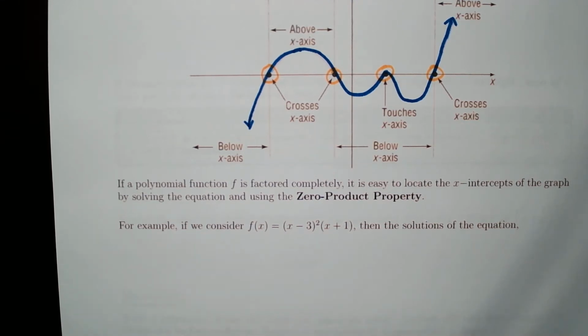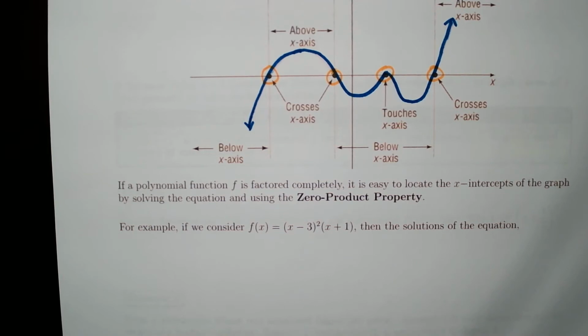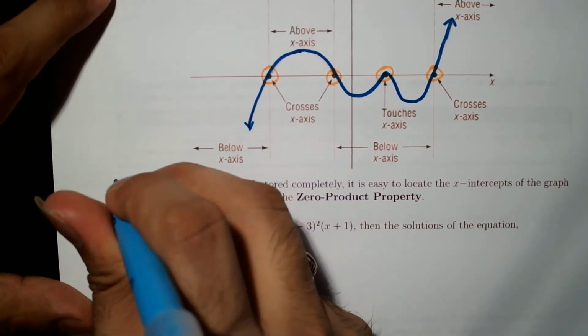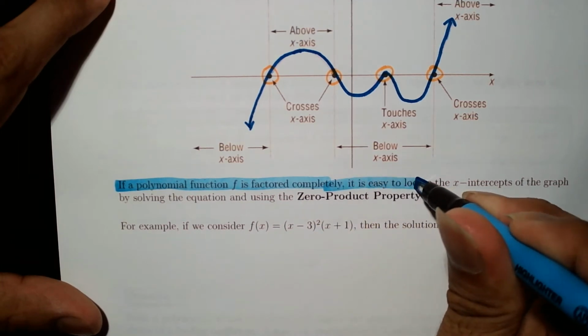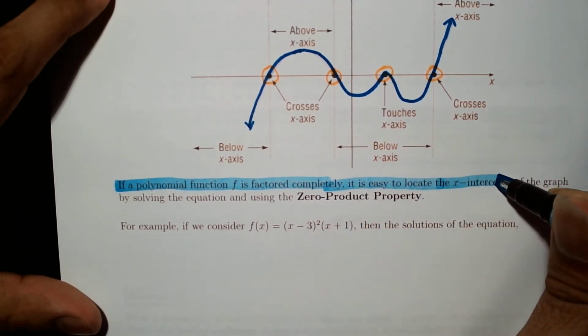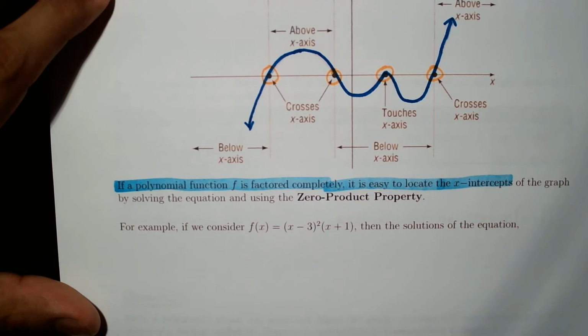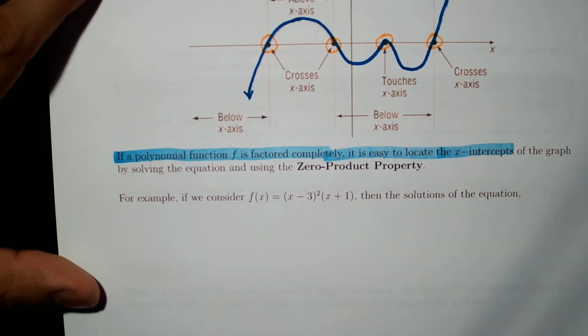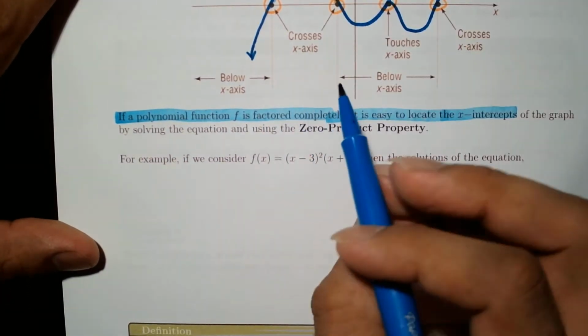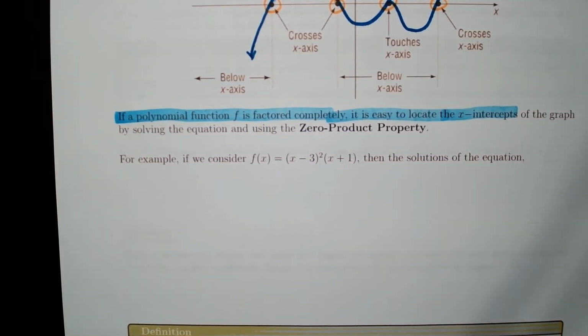Now, the core part of this is that if a polynomial can be factored completely, then we can easily locate the x-intercepts of the graph by solving the equation and using the zero product property. For example, let me give you this example. Well, in this case, it's already factored, so we don't need to factor. They're giving us the polynomial.